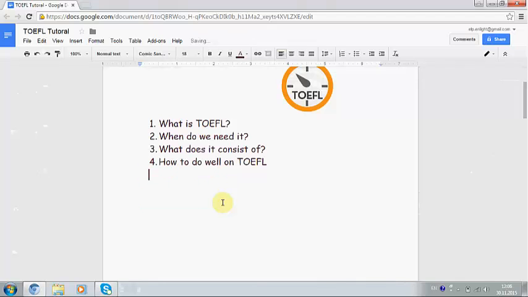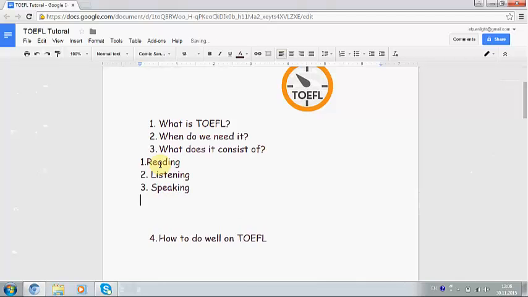Now let's go to the third question. I want to break it down a little bit more. So what does it consist of? Guys, the TOEFL test actually consists of 4 parts. The first one is reading. Then we go to listening. And then it checks your speaking skills, and it checks your writing skills. So it consists of 4 parts.